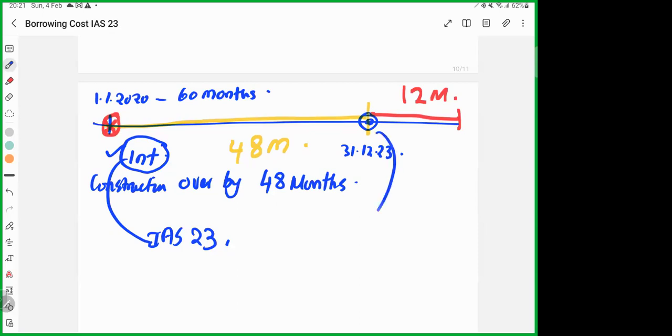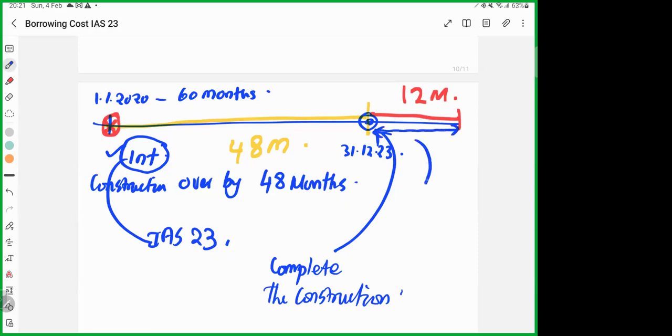Now we complete the construction here. Construction completes on 31st December 23. But still I am continuing my loan. So during this period, still I will incur interest expense. Yes or no? Yes. So what will I do with this interest then? It will go to P&L as expense. Yes.